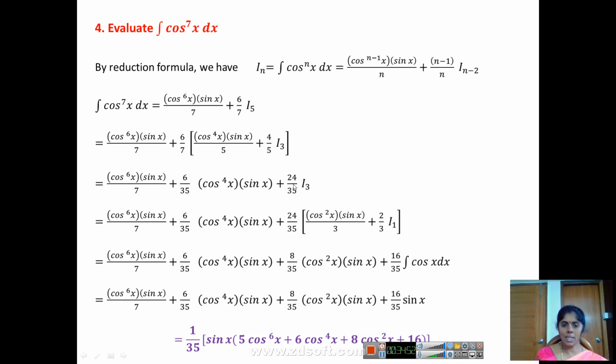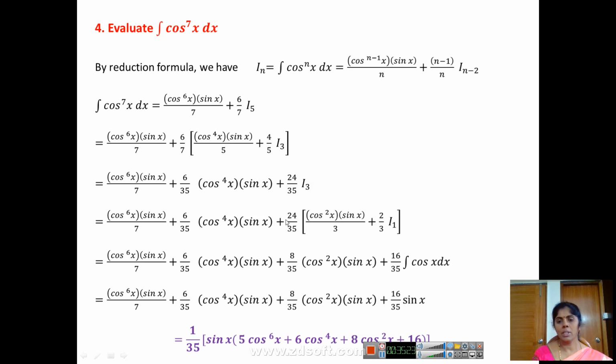second term as it is. The third term, the coefficient 24 by 35, we can replace as it is. And here I3 can be written as cos 3 minus 1, that is cos square of x into sin x, whole divided by 3, plus 2 by 3 into I1. So here the first term replaced as it is, second term replaced as it is, third term multiply, and you can simplify that one.